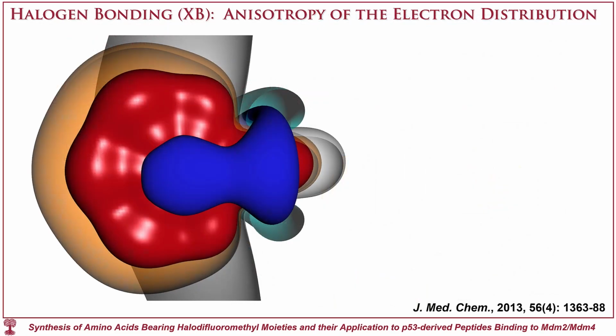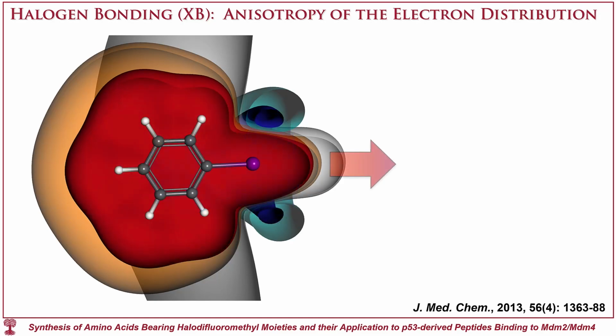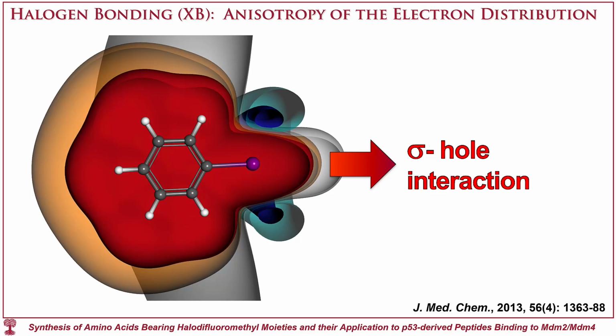In the last 15 years, we've investigated principles and applications of halogen bonds in medicinal chemistry, chemical biology and drug discovery. The halogen bonding paradigm is based on the anisotropic electron distribution around the halogen atom, leading to positive electrostatic potential in elongation of the C-X bond, which has been termed the sigma hole. Nucleophiles in the binding sites of drug targets can form attractive directional interactions with the sigma hole.